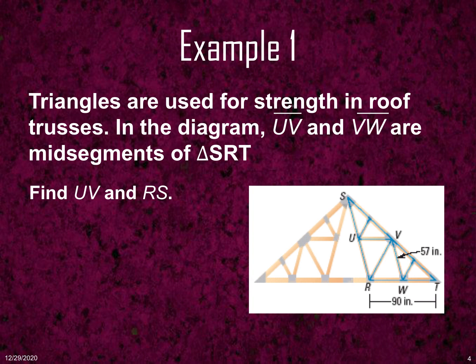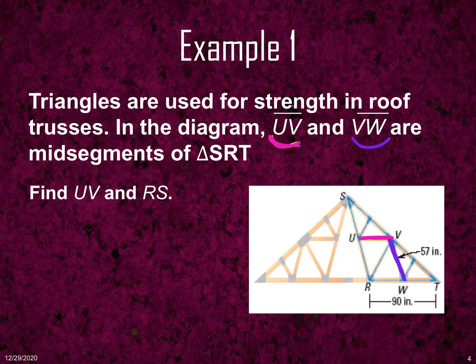So in this particular picture, they're telling us that segment UV is a mid-segment and segment VW is a mid-segment. So UV is right here. Let me do a darker color. Let me do pink. So I'm going to do UV in pink so it shows up. And then I'm going to highlight the VW, or outline it, in purple.